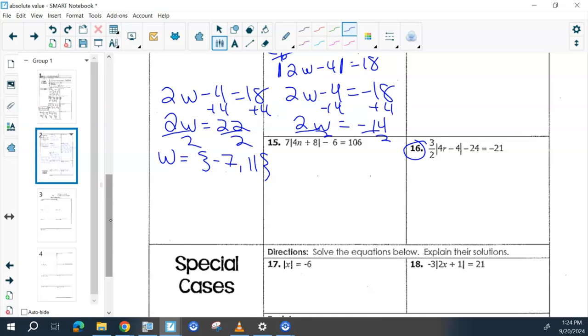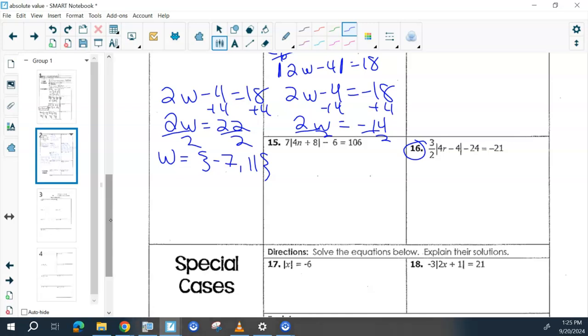For 16, what do we think should be the first step? We should be getting rid of whatever is adding or subtracting first before we touch anything that's being multiplied. Because if you start dividing or multiplying wouldn't be as bad. But here, if you were dividing, then you have to do that to every piece.